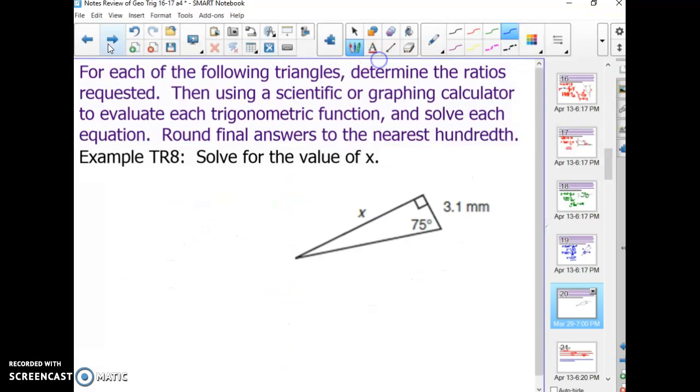Just using trig. Here's my last one I want to do. So solve for the value of x. For that angle, that is my opposite, and I have adjacent. Well, the trig ratio that uses opposite and adjacent is my tangent.